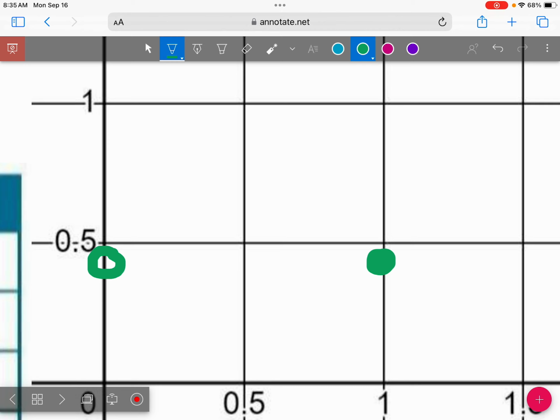Those two pieces, when connected together, are my first segment. Because 0 is less than my x, which is less than or equal to 1. X is between 0 and 1. So it gives us my endpoints of my segment there. 0 and 1 are my endpoints. 0 has an open circle, 1 has a closed circle, and they're at 0.47.